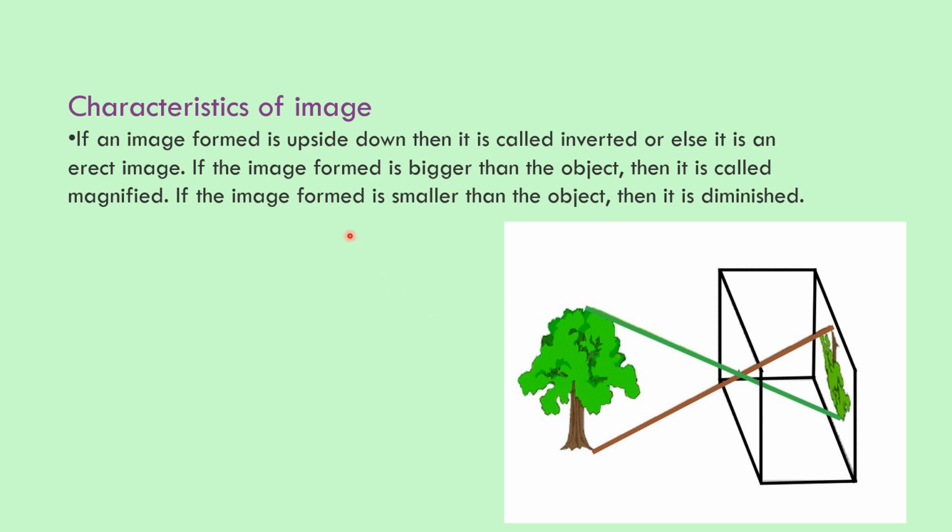If the image formed is bigger than the object, then it is called magnified. Magnified is nothing but an enlarged image. If the image formed is smaller than the object, we will call it a diminished image. Magnified means you are getting a bigger image compared to the object. Diminished means you are getting a smaller image compared to the object.